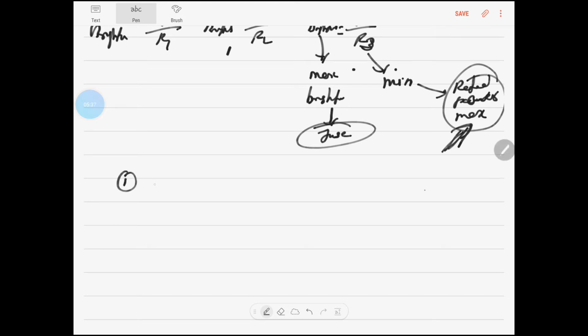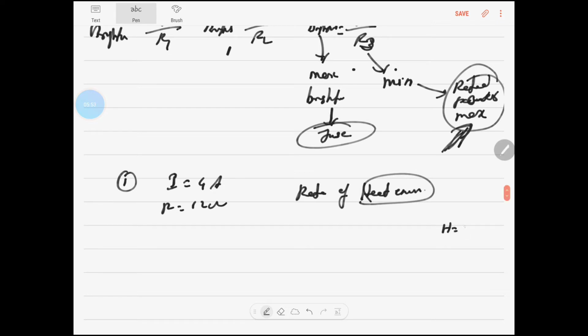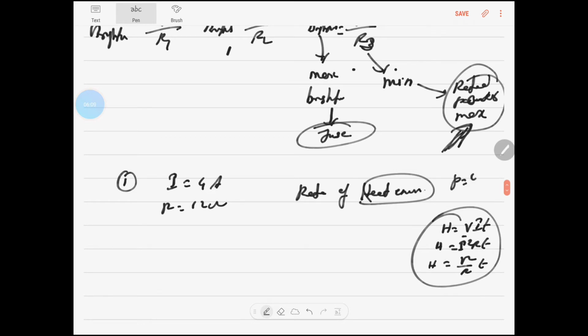The first sum for the day: a current of 4 amps flows through a resistance of 12 ohms. For the rate of heat energy, you know, heat energy in itself is work done, which can be VIT, or instead of V, I can write I square RT, or I is V by R, so V square by R into T. These are the various formulas for heat.